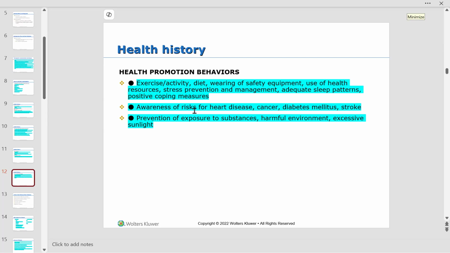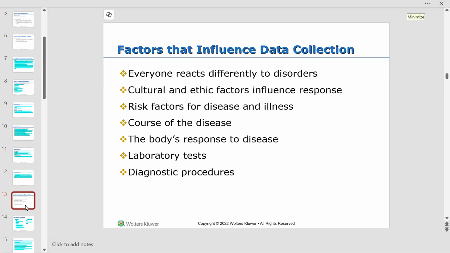Do they understand what the risk factors are for things like heart disease, cancer, diabetes, stroke? And then do they expose themselves to dangerous substances like the sun? Everybody except me, just so you know, I am exempt.